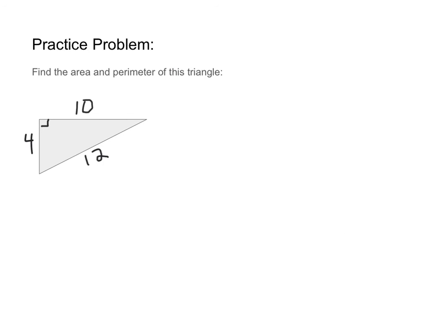Okay, we've reached our practice problem. Please copy down this triangle and then find its area and perimeter.